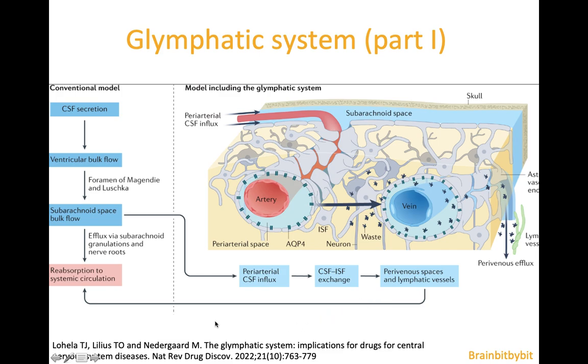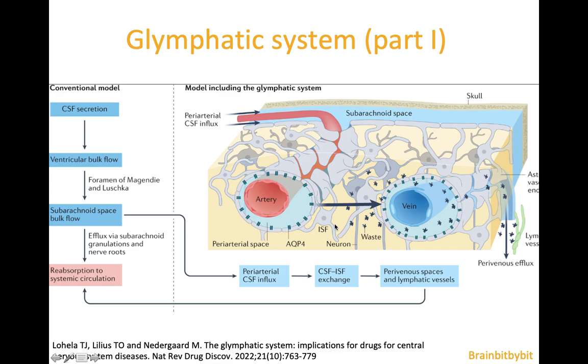In 2012, the group by Maiken Nedergaard added a very interesting concept to the conventional model named the glymphatic system. The name glymphatic system is derived from lymphatics that you have in the rest of your body, and we all know the brain does not have lymphatics, and from glial cells referring to the astrocyte end feet forming the blood-brain barrier. In this glymphatic model, the CSF in the subarachnoid space enters the space surrounding the arteries of the brain.